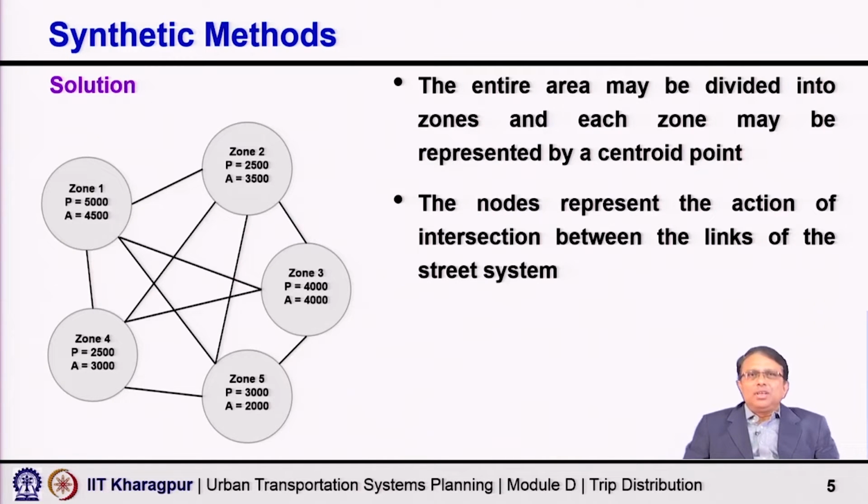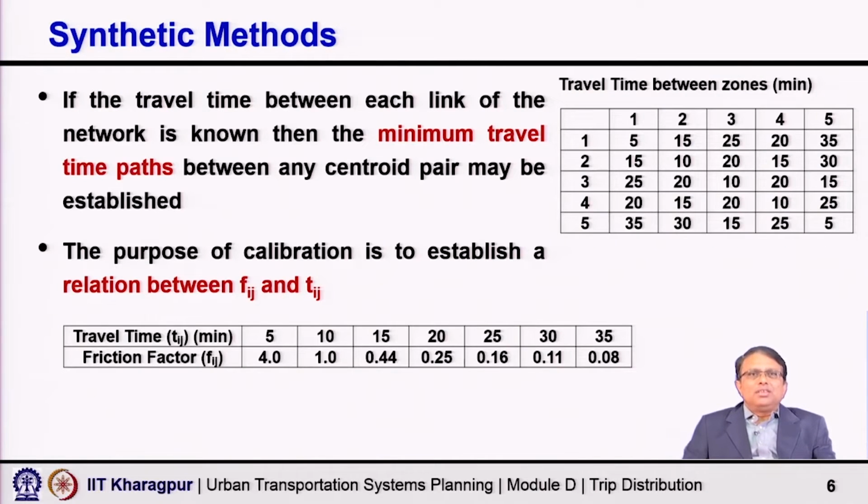How do we get it? Stepwise, the first step is that the entire area may be divided into zones, and each zone may be represented by a centroid, with the nodes representing the intersections between the links and the street system. These are all the basic things which anyhow you have to do if you are trying to calibrate a friction factor curve or friction factor values.